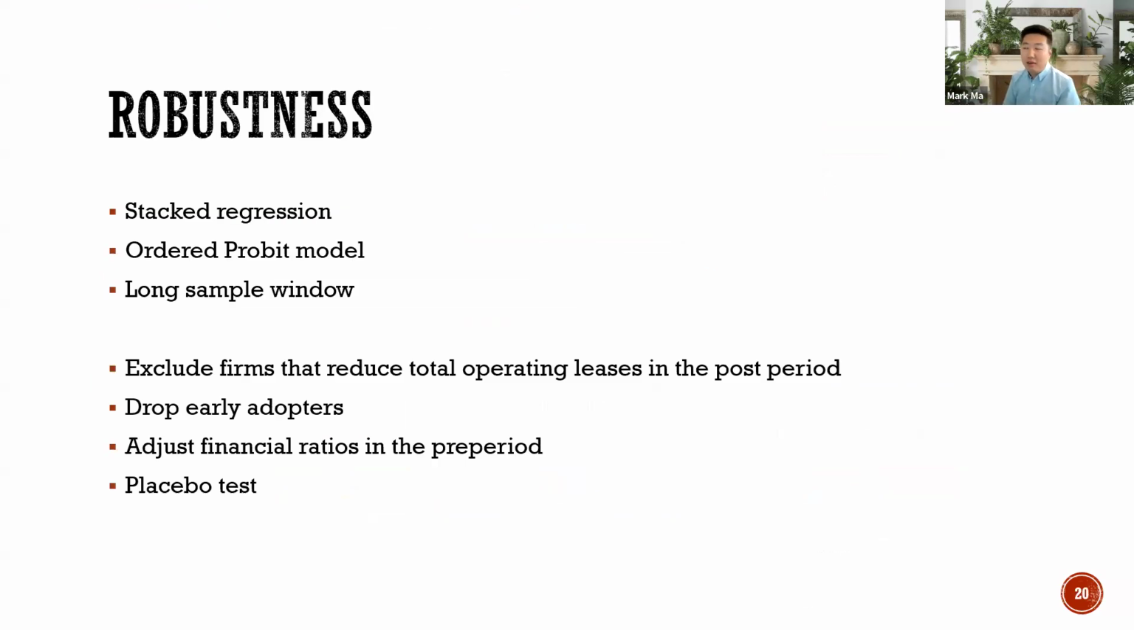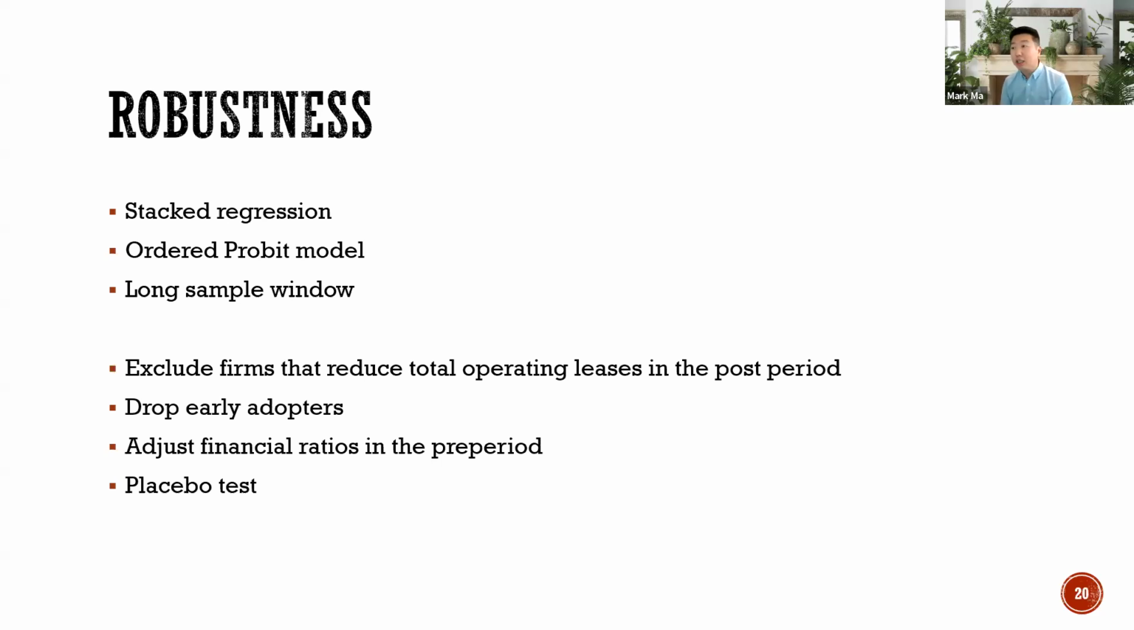So we did a number of different robustness tests. We did a stacked regression, a difference-in-differences regression. We used the ordered probability model. We used a longer event window, and also we excluded firms that reduced operating leases in the post period, to make sure that it's not just the real effect.